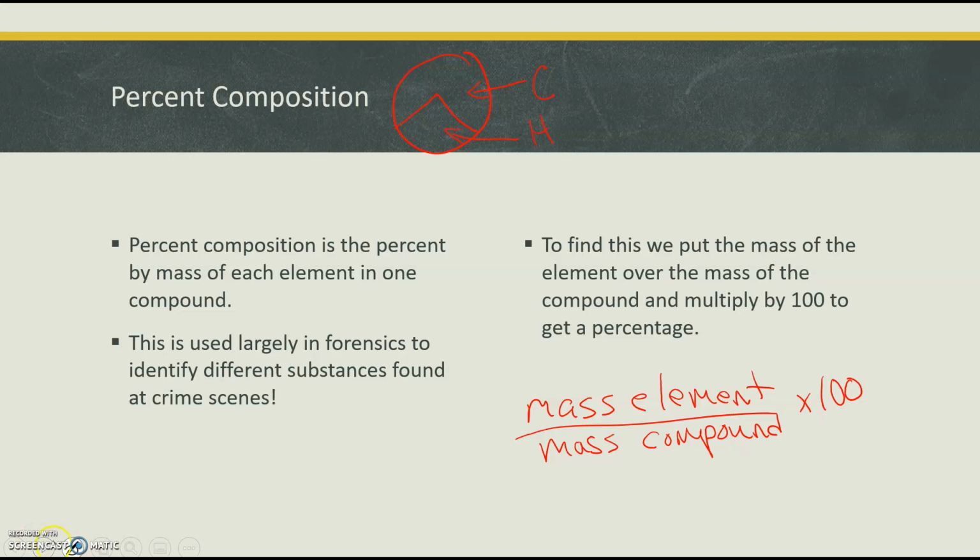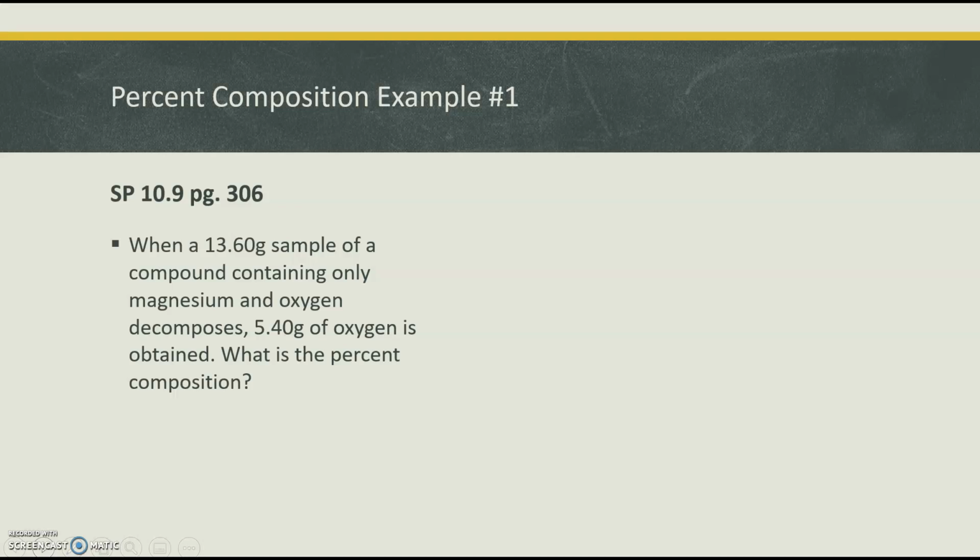Let's look at an example. When a 13.60 gram sample of a compound containing only magnesium and oxygen decomposes, 5.40 grams of oxygen is obtained. What is the percent composition?